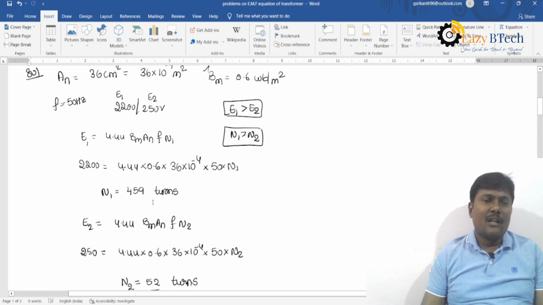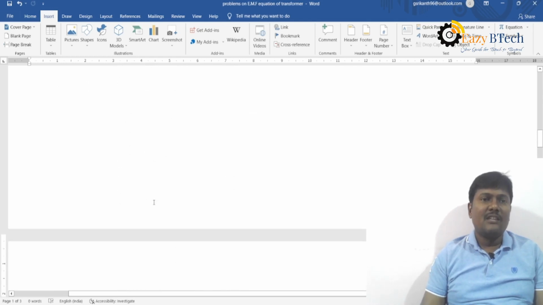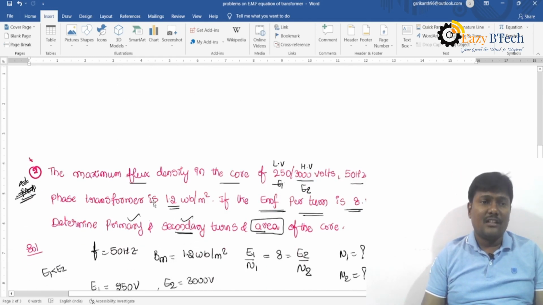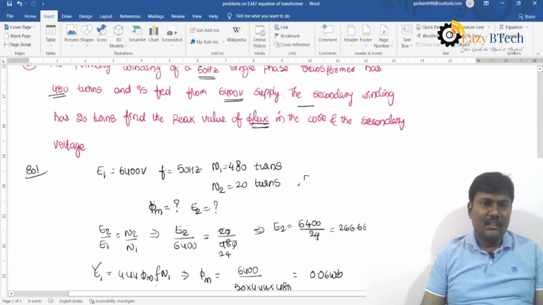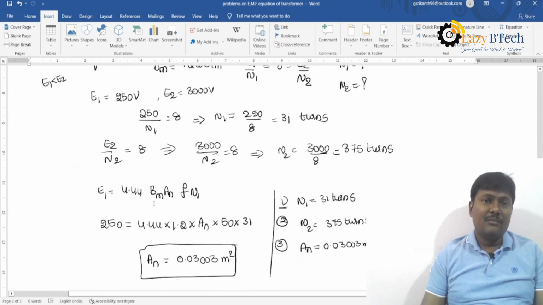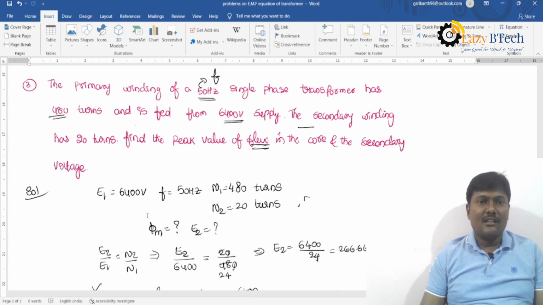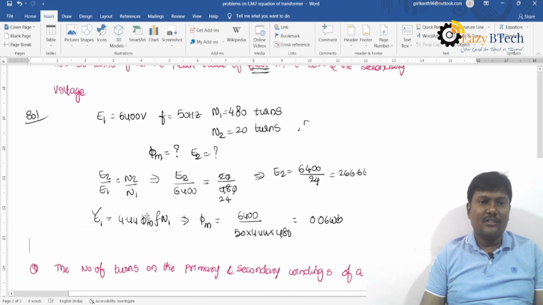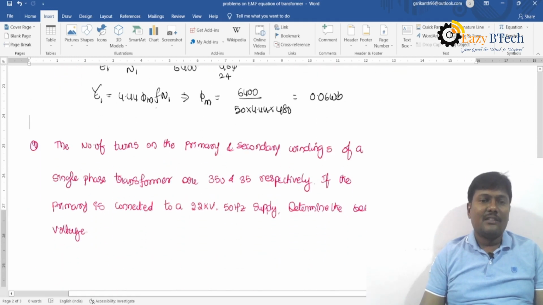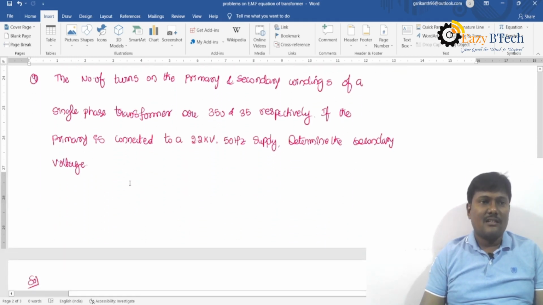If you observe problem to problem, the first problem directly asks the number of turns on the primary and secondary by giving the primary induced EMF and secondary induced EMF. In the second problem, the EMF per turn is given, and then we find the number of turns on primary and secondary and the net cross sectional area of the core. And coming to the third problem, it's very simple: by using the transformation ratio you calculate the secondary induced EMF, then after that calculate the maximum flux density.